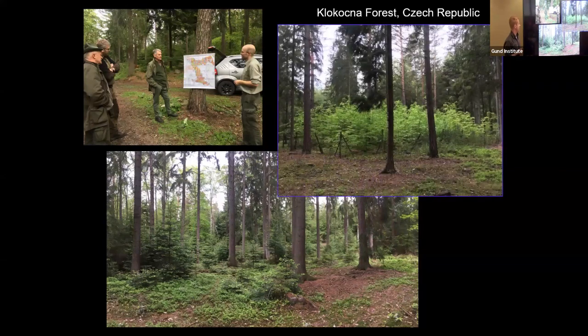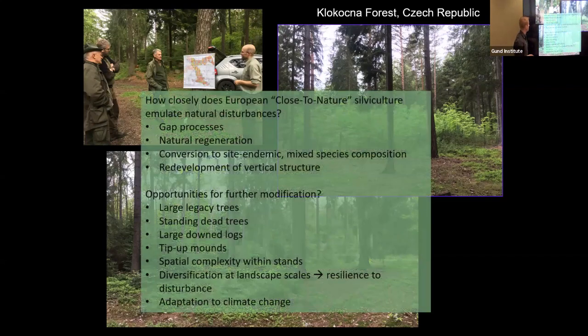Well, I mentioned that for decades, actually for almost a century, Europe has had an approach that they call close to nature silviculture. This is in Czech Republic. And it's beautiful. It works very well. It works great for converting spruce plantations to mixed species. It works really well for increasing the structural complexity of a forest, for instance, by creating small gaps or openings, then planting beech and diversifying the forest in a number of ways.